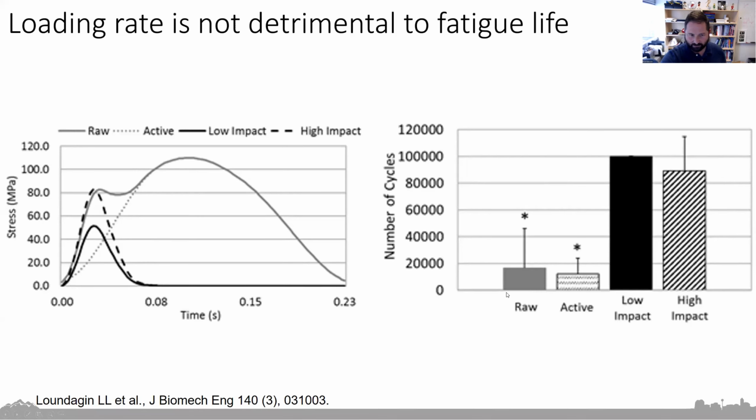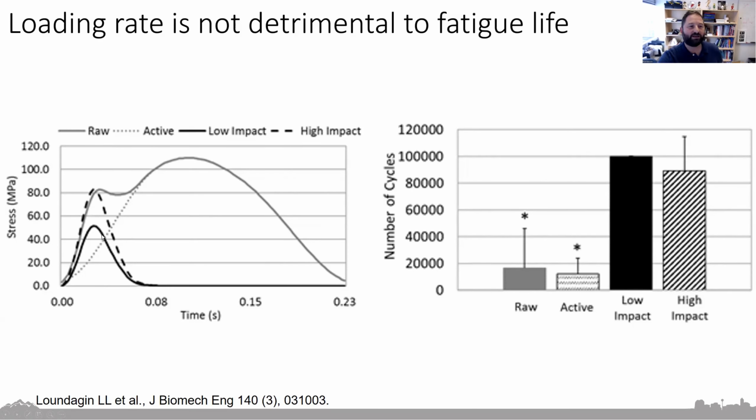We caused fatigue failure in samples that were loaded with the raw curve. We caused failure in fatigue samples that were loaded with the active curve. So basically no significant difference in fatigue life between the raw curve that has the impact force and the active curve that doesn't have an impact force, okay? So that's an indication that loading rate isn't important.